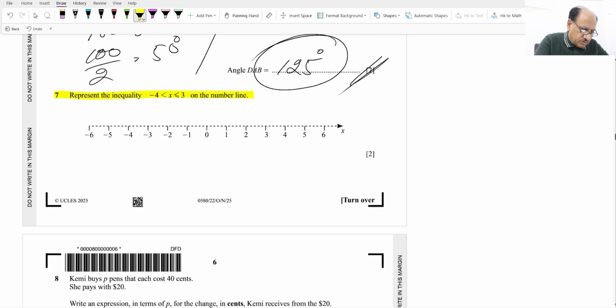On the -4 side, it is only an inequality symbol, so it will be just a blank circle, and the 3 side is a filled one, so we can fill this circle also, and then we need to draw the line, and that's all. This will be the number line representation, and this is for 2 marks, which we have done.